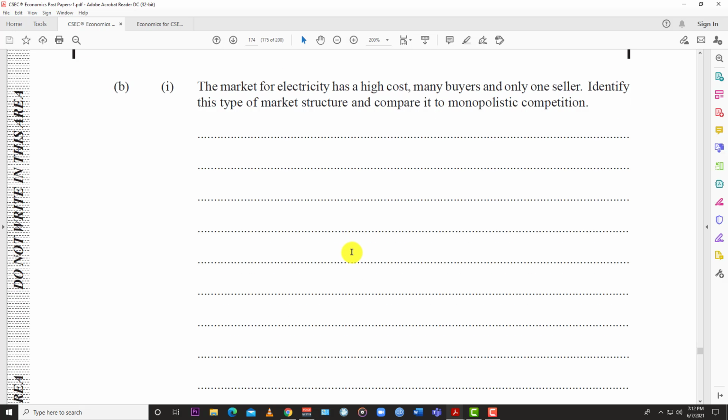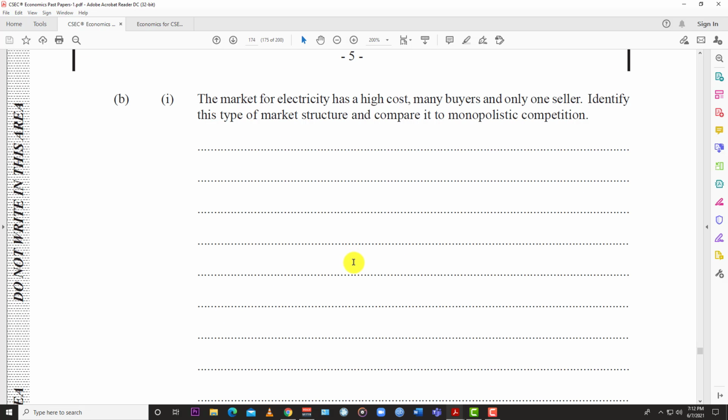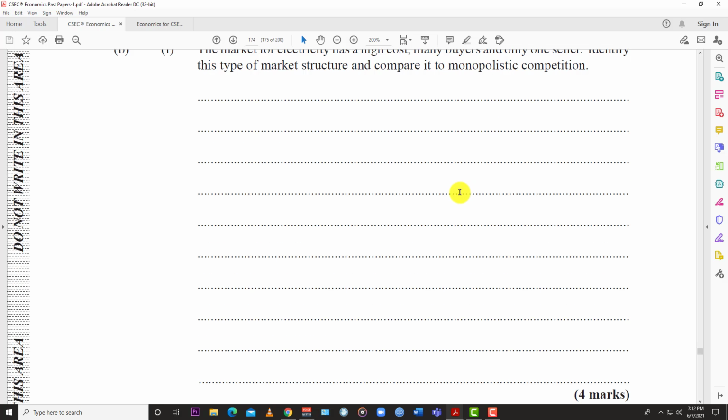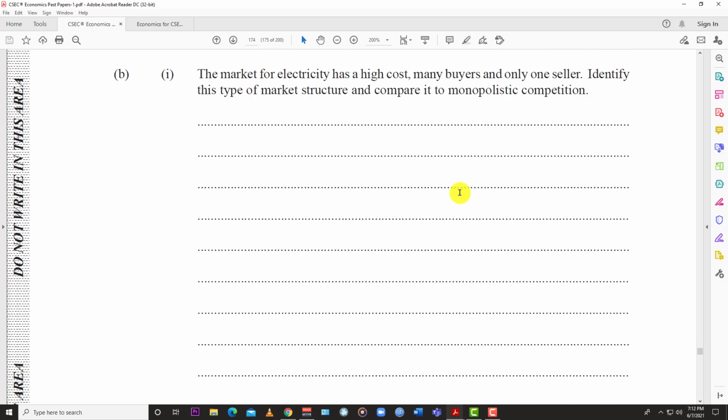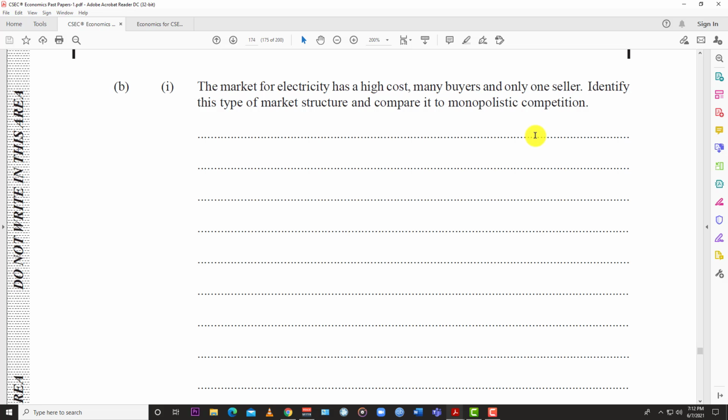All right, good. So part B now, number 1, part B. The market for electricity has a high cost, many buyers, and only one seller. Identify the type of market structure and compare it to monopolistic competition. 4 marks. So clearly, we see one seller. From the time we see one seller, we know it's a monopoly.